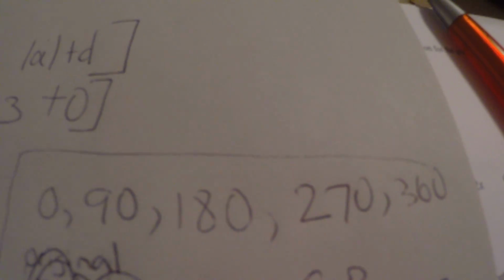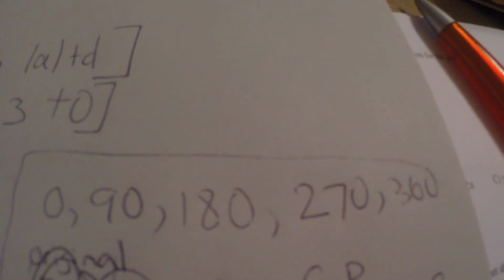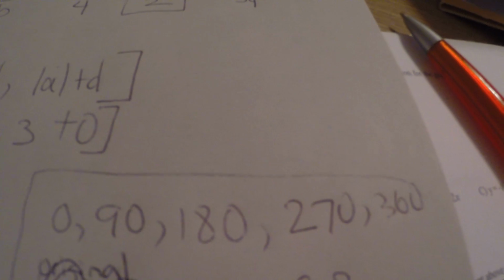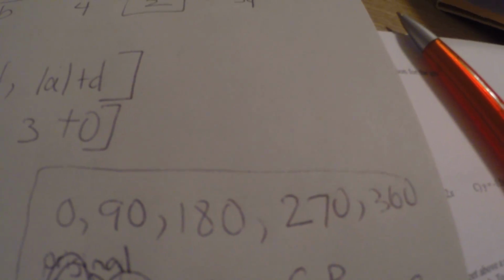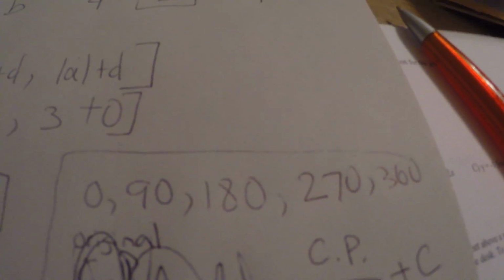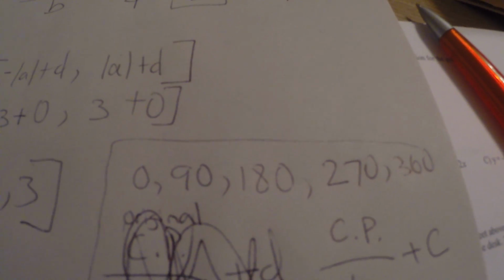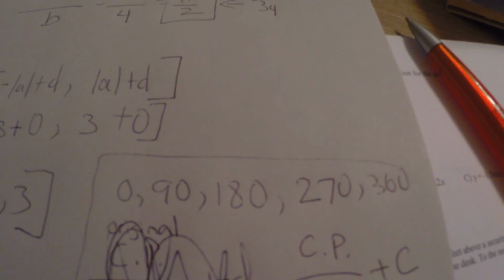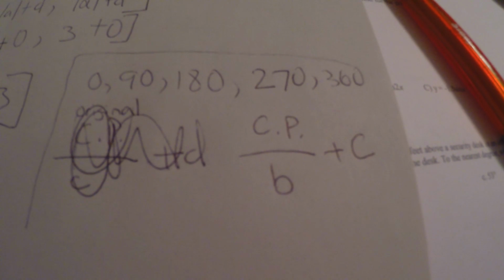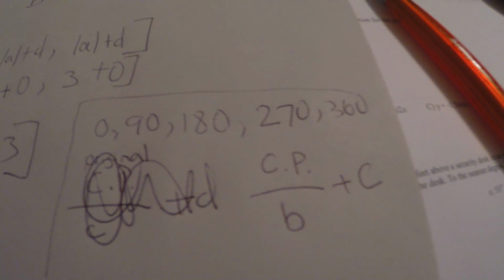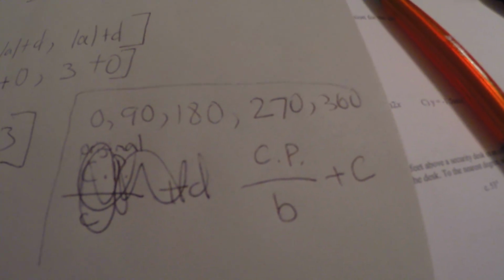If you recall, the parent function has critical points at 0, 90, 180, 270, 360. These were the points, at least the x values, that we use to generate the parent functions of sine, cosine, and all those other wonderful functions. So what we do is we take the parent critical points, and the formula we ended up using was divide by b plus c.